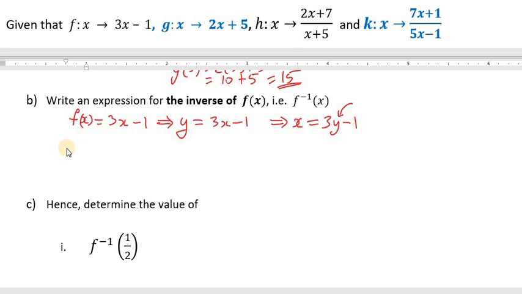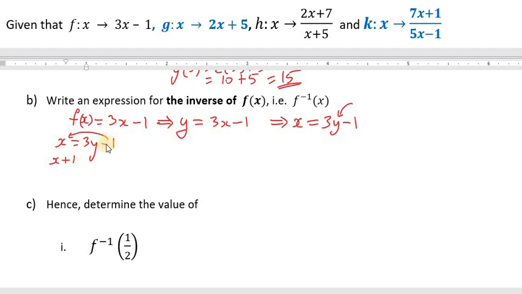So now recall that we have x equal to 3y minus 1. We want to make this y the subject. So we're going to transpose the minus 1 over. And that will leave us with x plus 1. Why plus 1? Do you know?